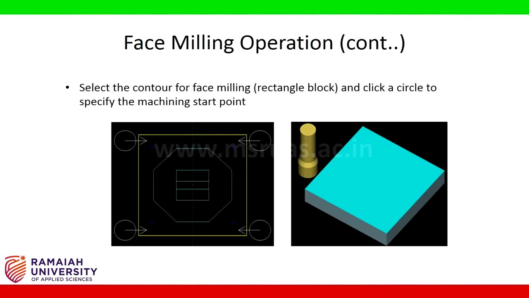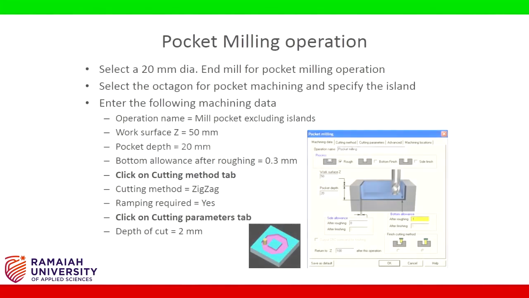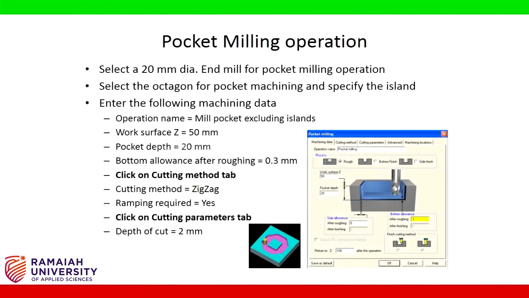Click on OK. Pocket milling operation. Click on machining, milling, pocket. Select a 20 mm dia end mill from the tool library for the pocket milling operation. Select the octagon for pocket machining. At the prompt, do you want to specify islands? Select Yes. Click on the smaller rectangle.